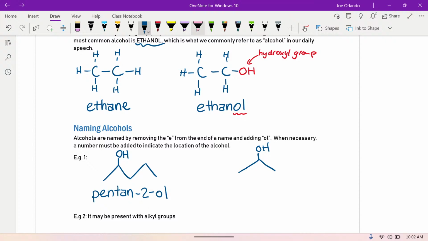Yeah, beautiful. Propan-2-ol. And the only thing that gets dropped is the E, right? Propan-2-ol. Again, if you look this up on an older website, you'll see that listed as 2-propanol.